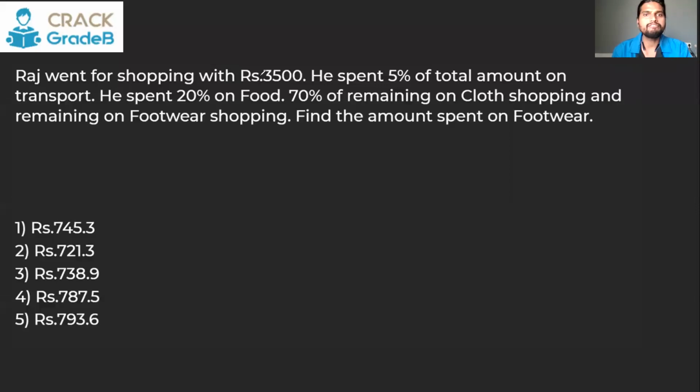Raj went for shopping with 3500. He spent 5% of the total amount on transport, 20% on food, 70% of the remaining on clothes, and the remaining on footwear. Find the amount spent on footwear. So out of 3500, first of all, 5% on transport and 20% on food. So 25% is already gone. So what remains is 75%. So 75% of 3500 is the remaining.